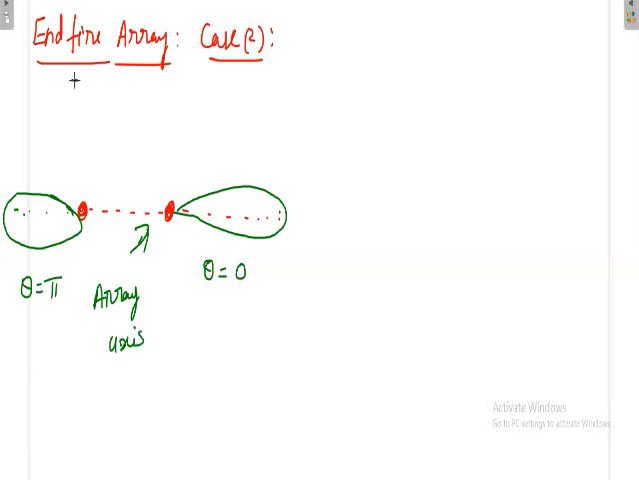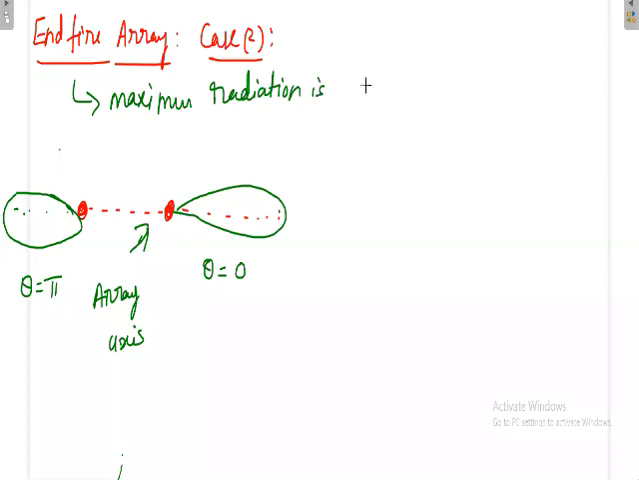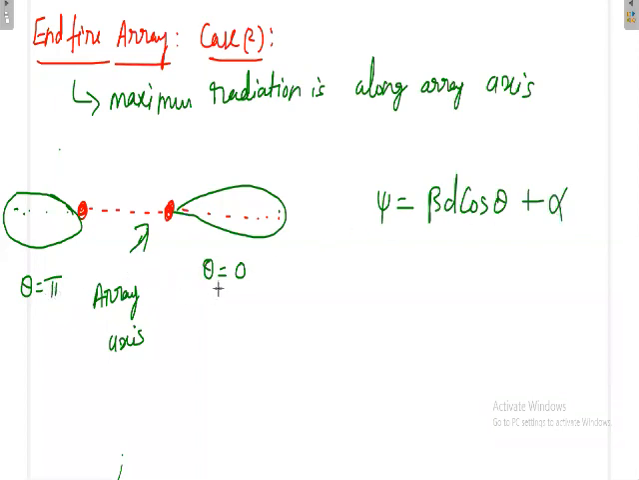So that means what? Endfire array means the maximum radiation is along the array axis. Then when it is along the array axis, theta can be either 0 or pi. Take the general formula, psi is equal to beta d cos theta plus alpha. When theta is pi or 0, what is cos theta? Cos 0 is 1, cos pi is minus 1. Then that is simply plus or minus beta d.